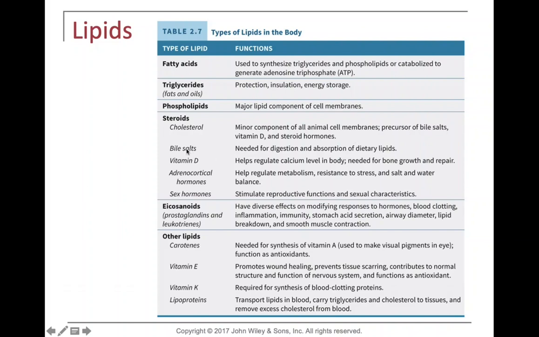So when we look at bile salts, the bile is needed to break down fat. The gallbladder is actually what secretes it, and your liver is what makes it. Cholesterol is needed for vitamin D and for steroid hormones. Vitamin D is needed to help absorb calcium, and vitamin D is also needed for bone growth and repair. And they actually discovered that every organ of the body has vitamin D receptors.